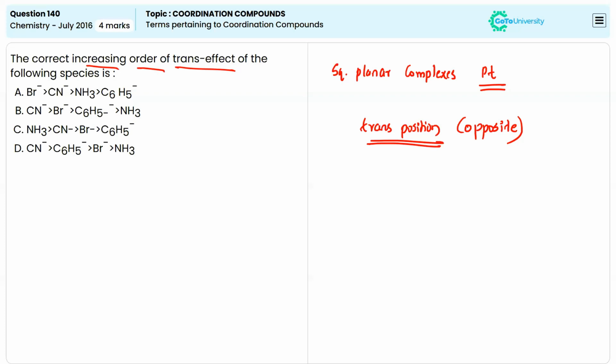Usually more trans effect will always be for CN minus ions, then carbonyl group, then PR3, then H minus, CH3 minus, I minus, then Br minus, then Cl minus. Then least is ammonia, then even lesser will be water. So based on this order, CN minus will be the highest trans effect one. The next one will be C6H5 minus, the next is Br, next is NH3. So here we have the correct answer, that is D.